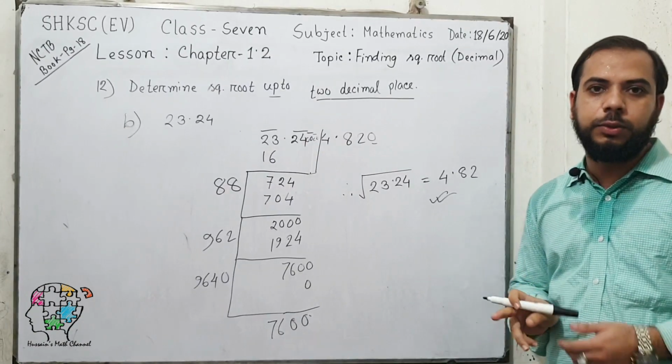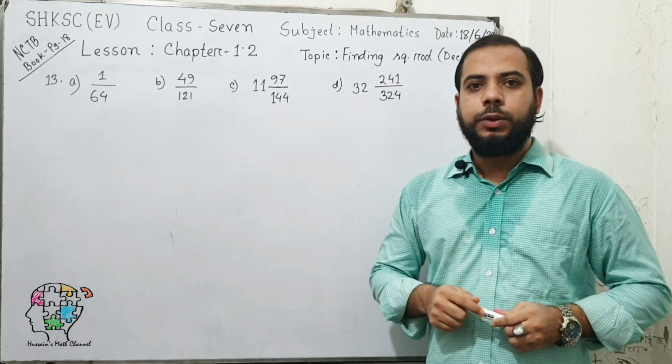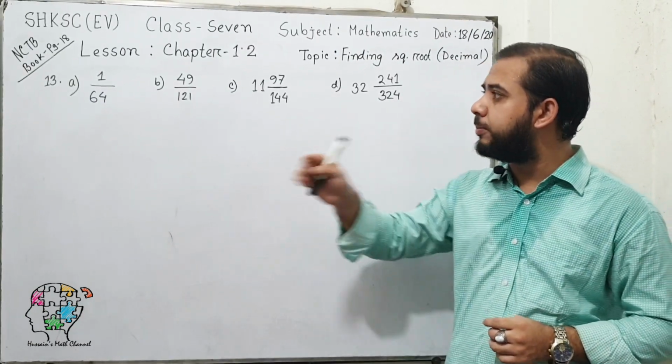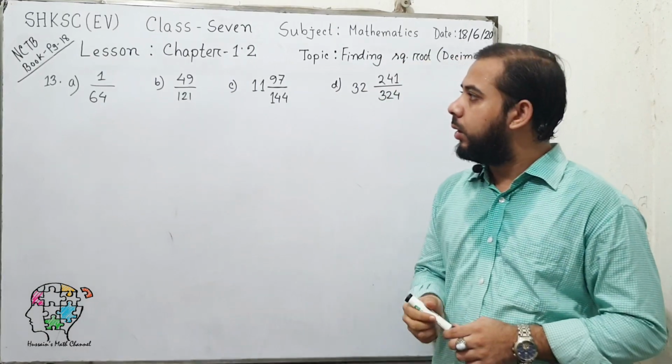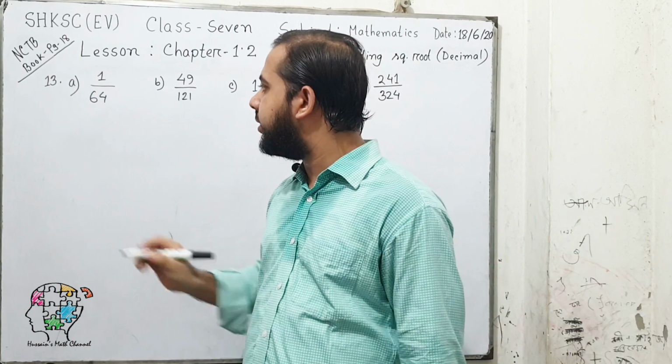I think you have understood this, okay. Now we are going to find some square roots of some fractions which are also perfect square numbers. At first, number A, 1 by 64.